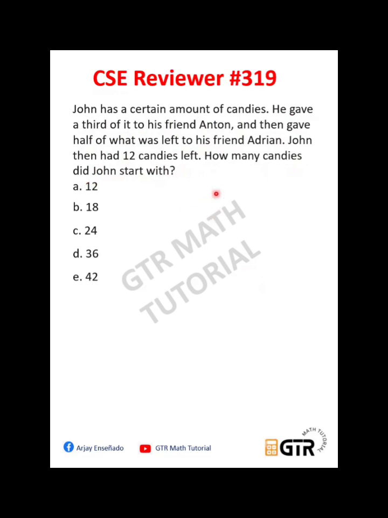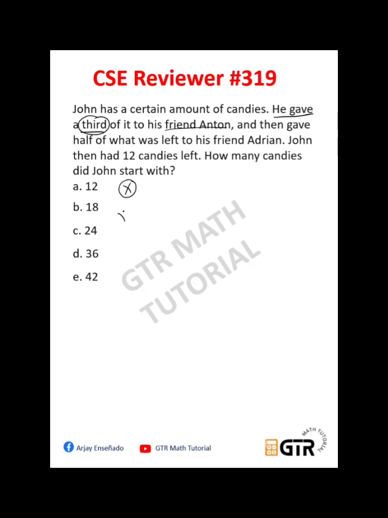Okay, so we want to find the number of candies John started with. So let the number of candies from the start be X. Okay? And then he gave a third, or one third of it, to his friend Anton. So this is the original number of candies, X.